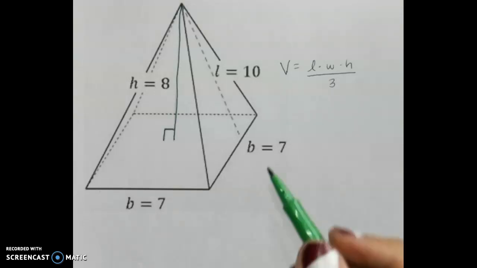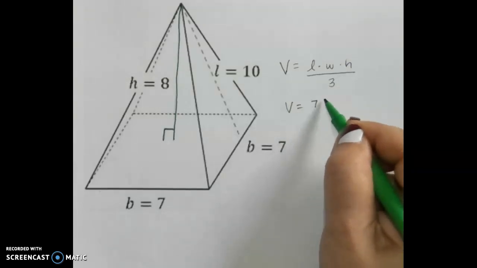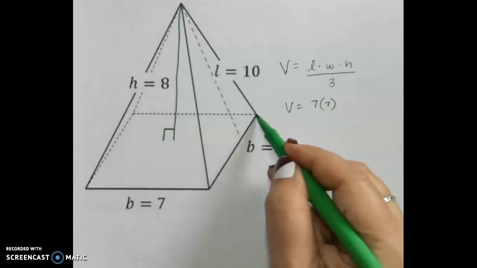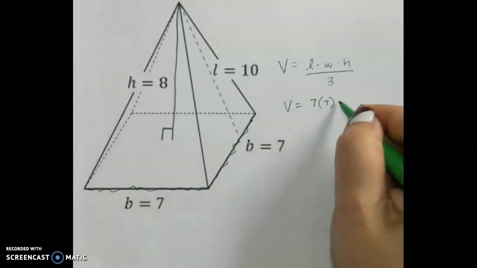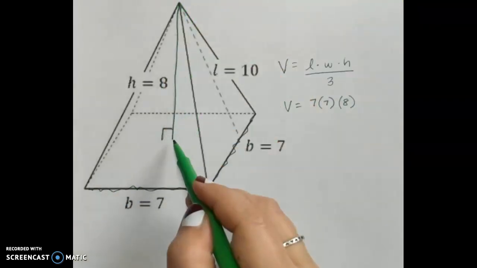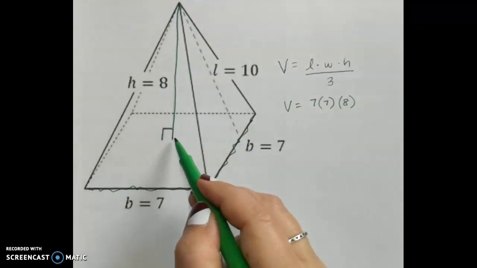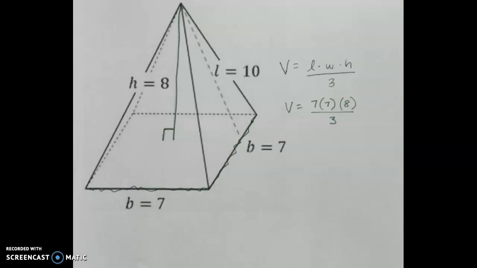Okay, so in this case, we're going to be doing length times width. That's on the base itself, so length and width are down here, times the height, which is going to be that dimension from the top of the pyramid down to the middle of the base, and then divide by 3.